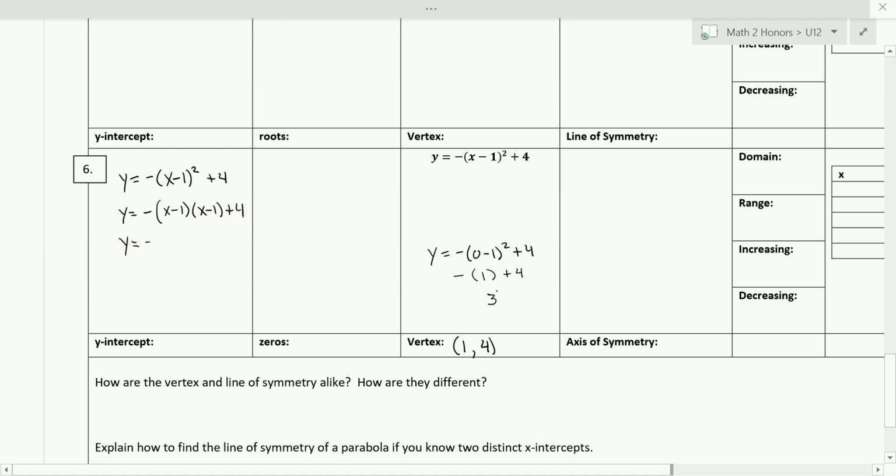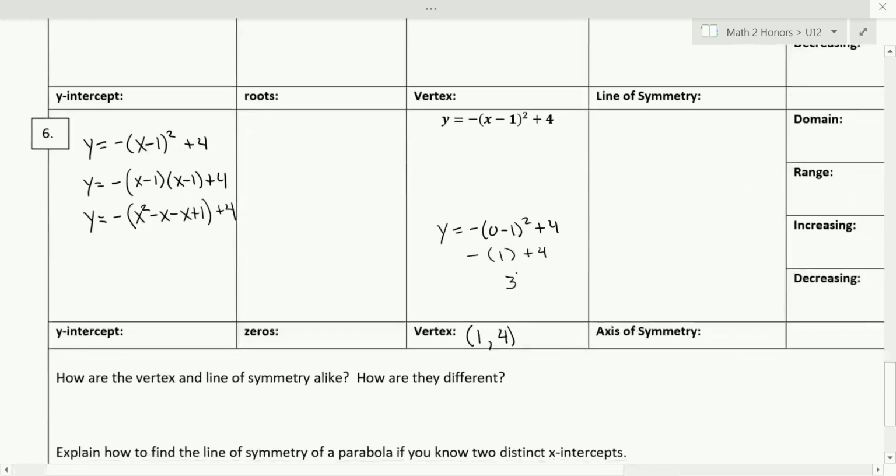On the next step, negative, still parentheses. When I distribute, I put everything I distribute in the parentheses, but I leave the plus 4 out of the parentheses. So it'll look like this: x squared minus x plus 1, close parentheses, plus 4 at the end. Got to do that. Otherwise, it'll throw your whole answer off.